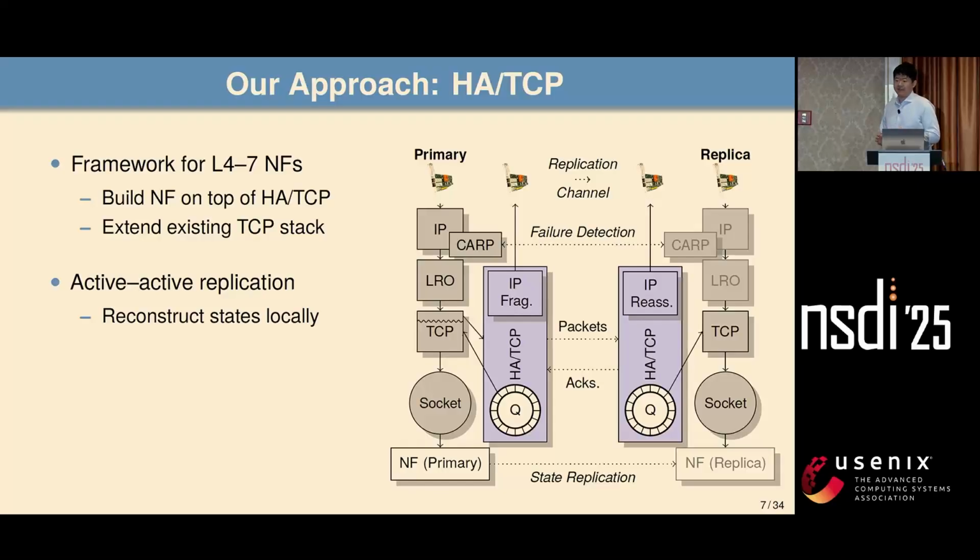HATCP uses active replication to keep the state in sync. In HATCP, we have a primary and a replica. HATCP will actively replicate all received packets from the primary to the replica. And both the primary and the replica will process the packets inside their local stacks in order to construct the same state.